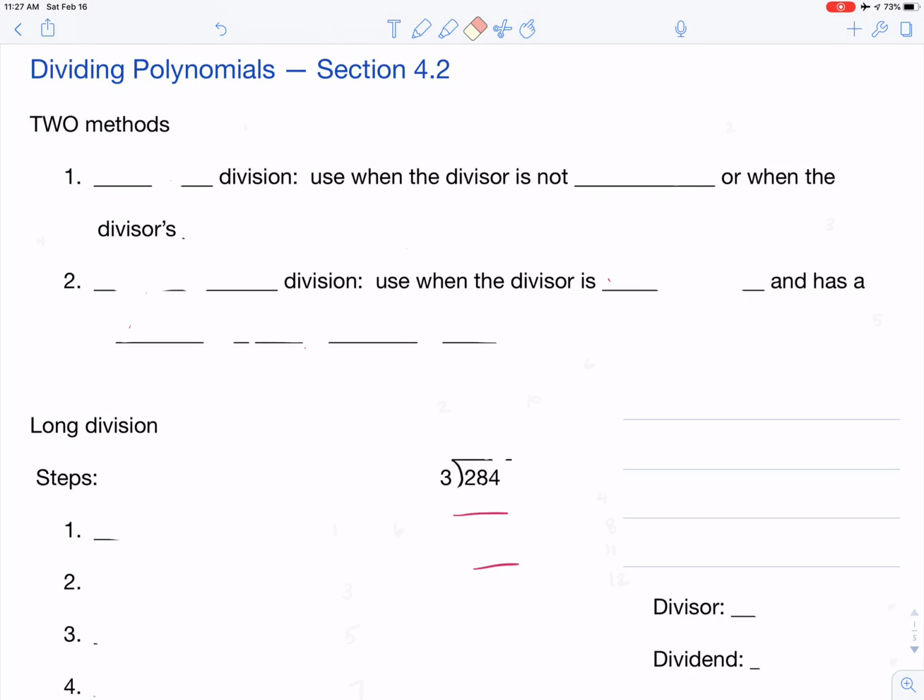Hey folks, this is the first video in section 4.2 that talks about dividing polynomials. Let's move pretty quickly. There's a lot to cover in this first video. There are two methods of division that we're going to be looking at in this section.